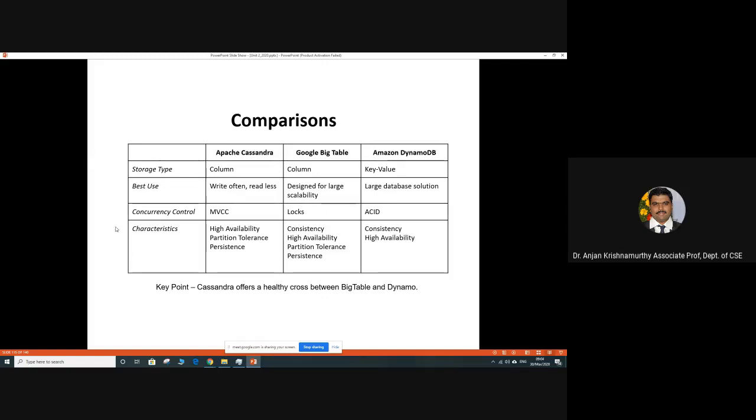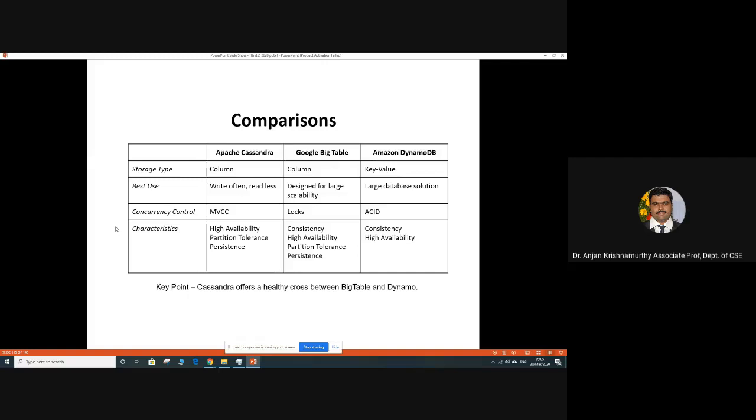So when you compare Apache's Cassandra with Google's Bigtable and Amazon Dynamo, the storage type in Cassandra is column-based. It's a columnar family database. It is best for read or write often, read less. The concurrency model it uses is MVCC. Its characteristics are that it is highly available, partition tolerant, persistent databases, right?